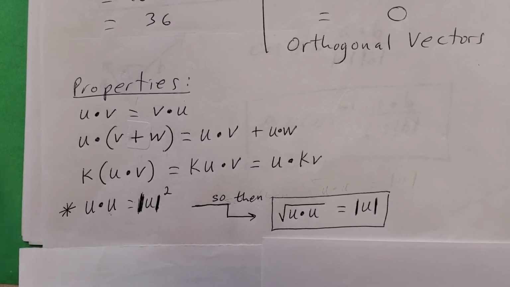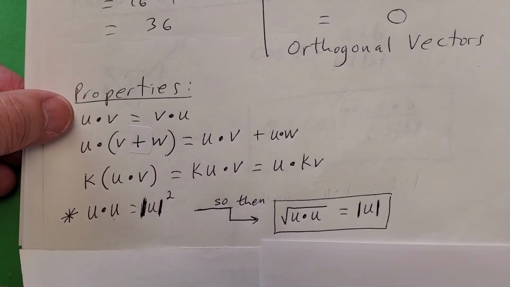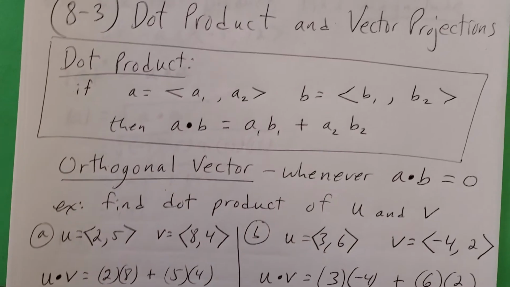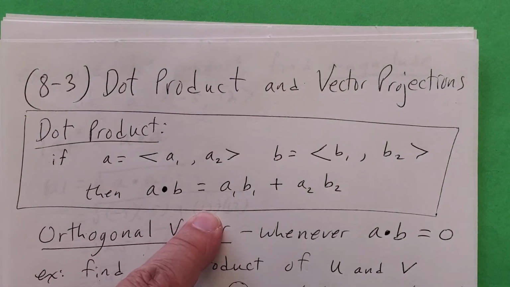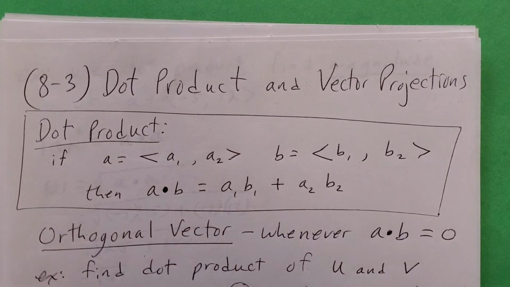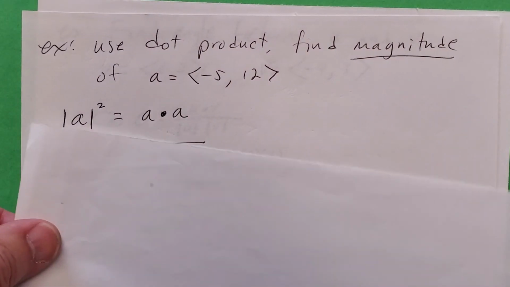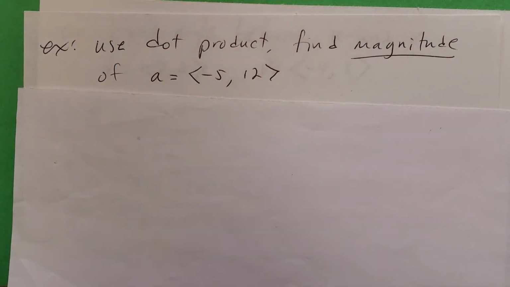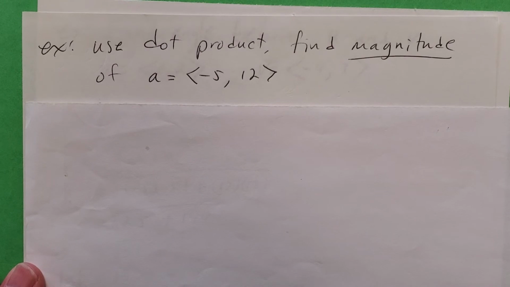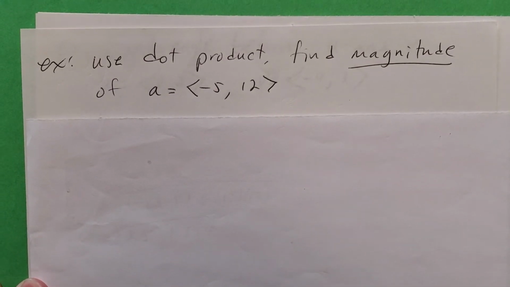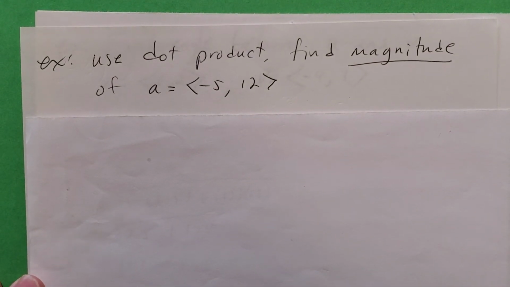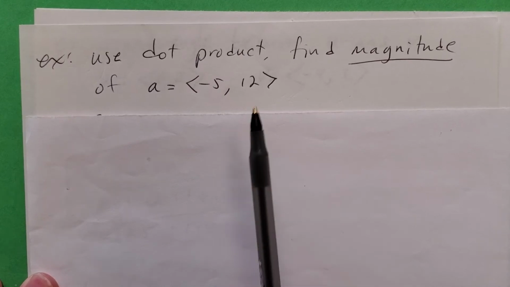Basically, I put it in a box. This is how a dot product works. When you're asked to do a dot product, this is how it works. All right. So, looking at that last property, we can use the dot product to find the magnitude. Well, what is the magnitude of this?